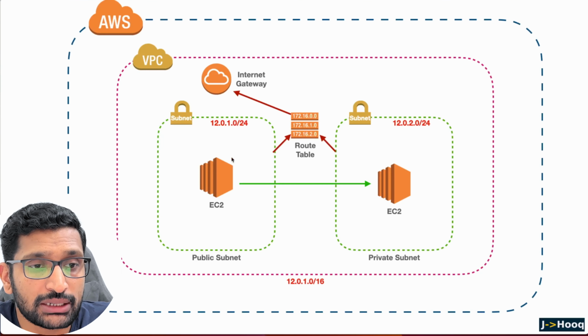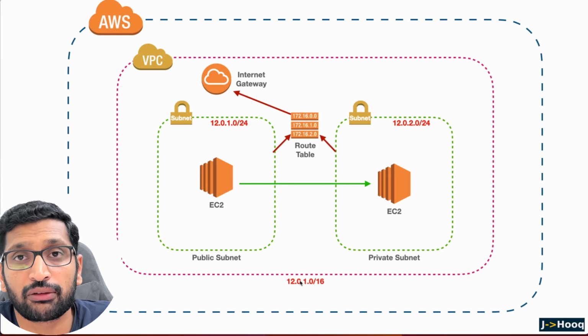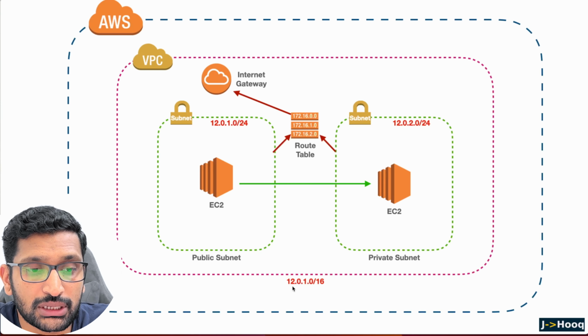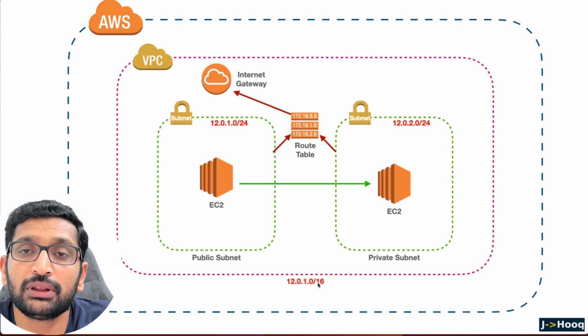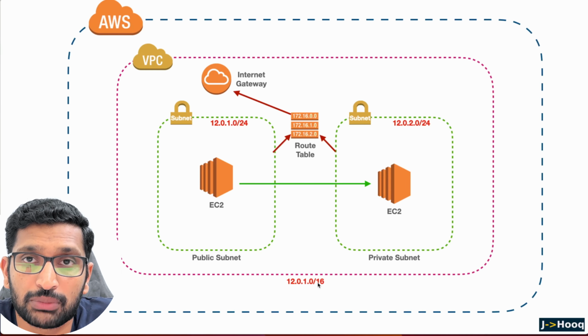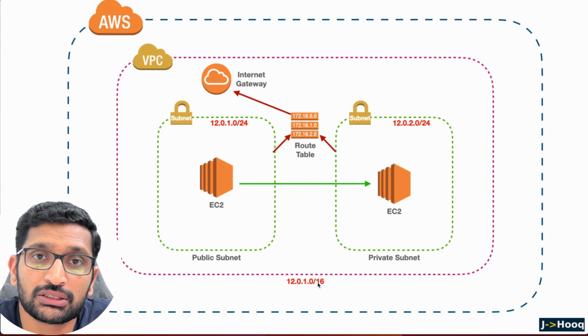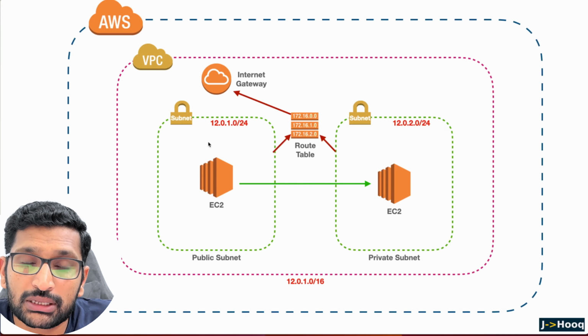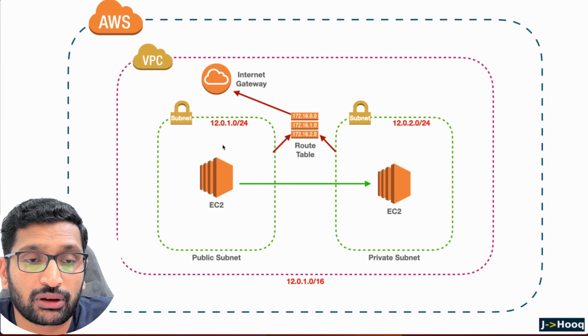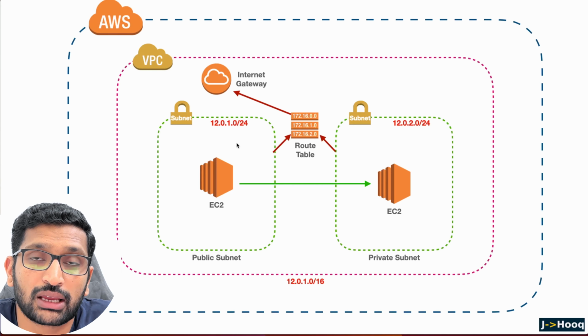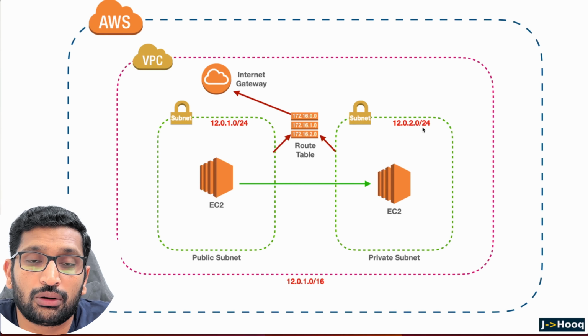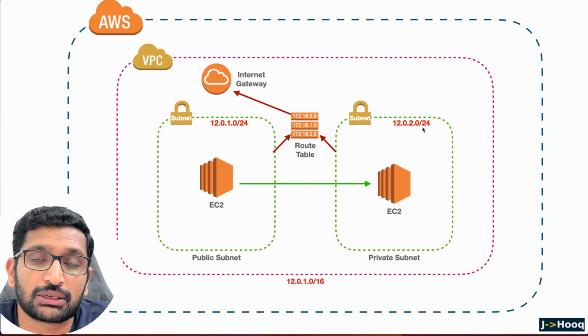Apart from that, you might see over here there are IP ranges which I have created. Here at the bottom, you will see 12.0.1.0/16. That's the IP range I'm going to assign for my VPC. Once I assign that IP range, all the public subnets and private subnets which I'm going to create should fall under that particular range. Then I'm going to assign the range 12.1.0.24 for my public subnet, and 12.0.2.0/24 will be my private subnet IP.